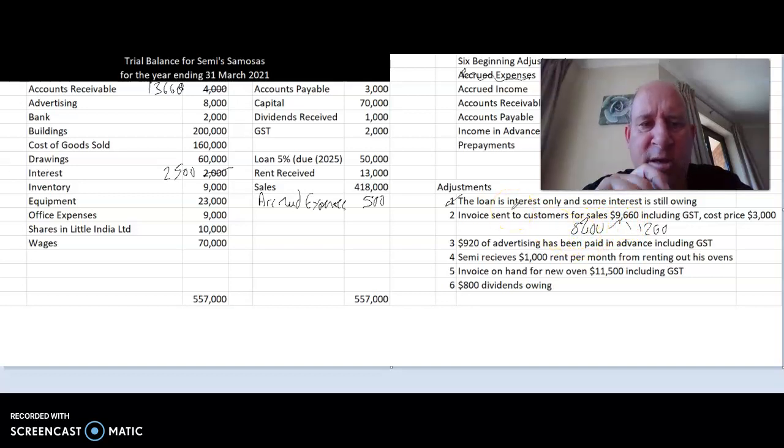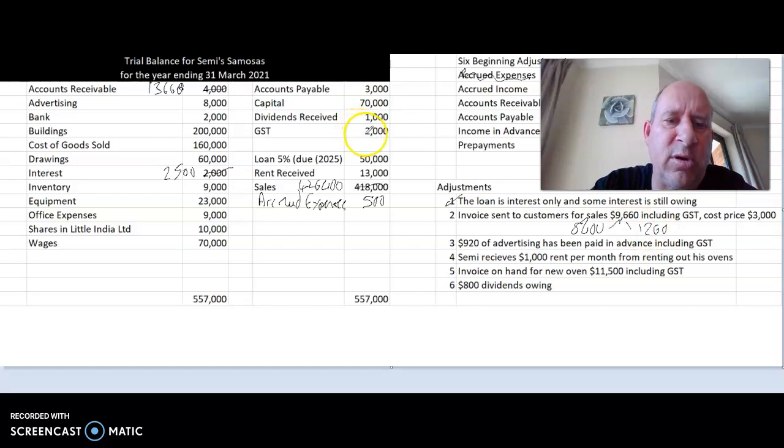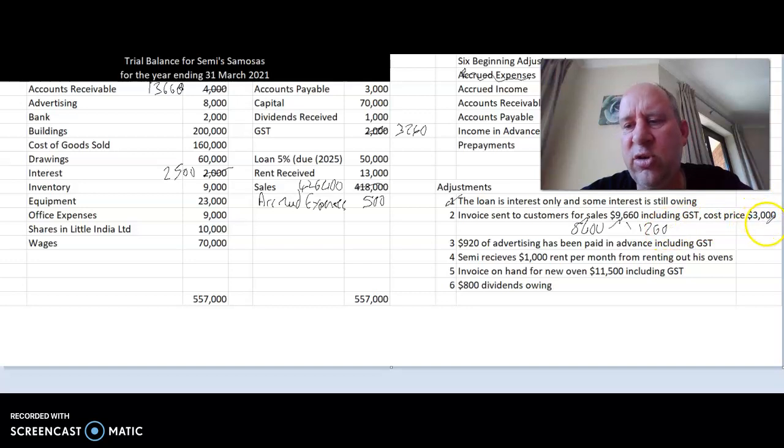8,400. You're going to add that to sales. And the GST, the 1260, we're going to owe that more because we're collecting this for the government. So that'll be 3,260. The second part of this is the cost price of that inventory was 3,000.